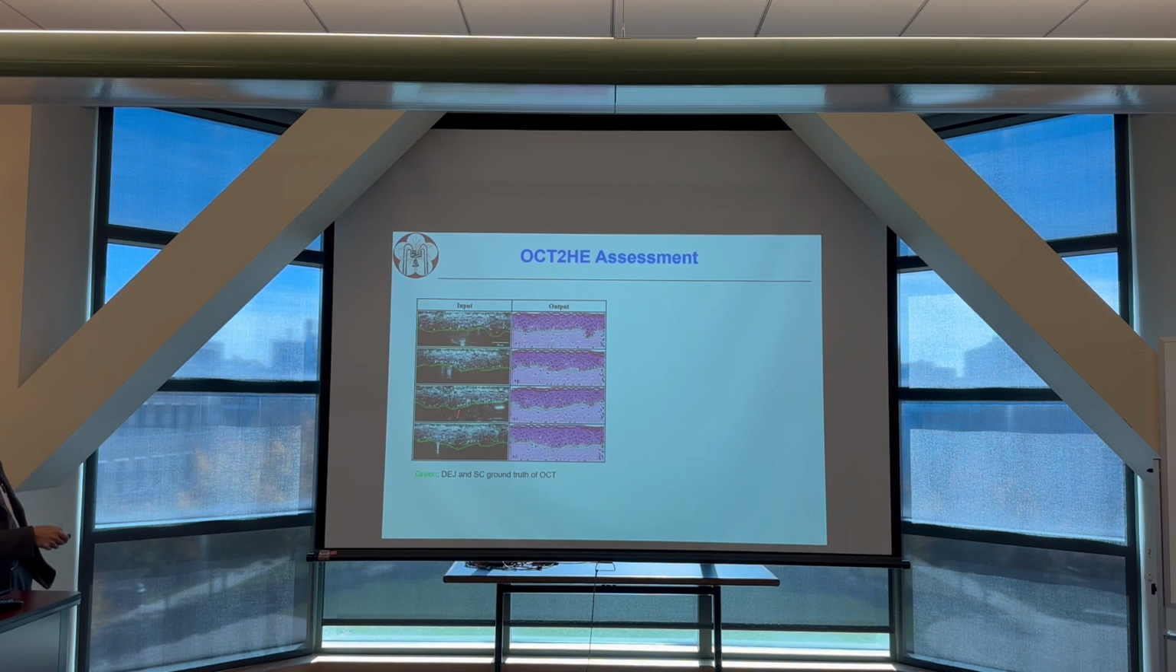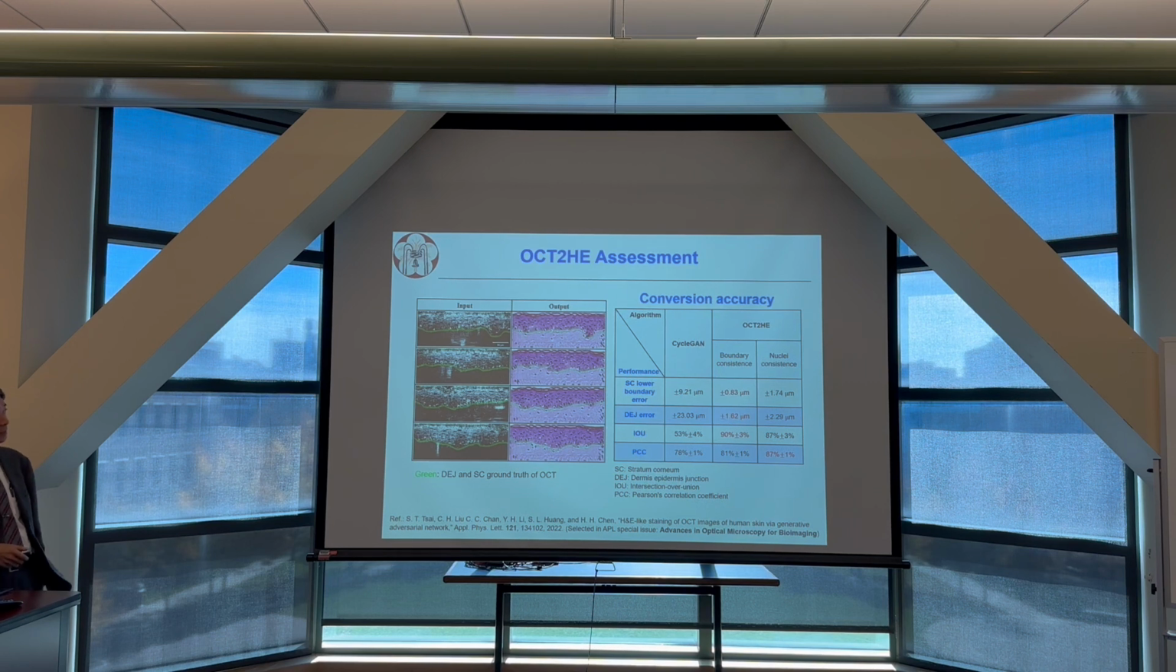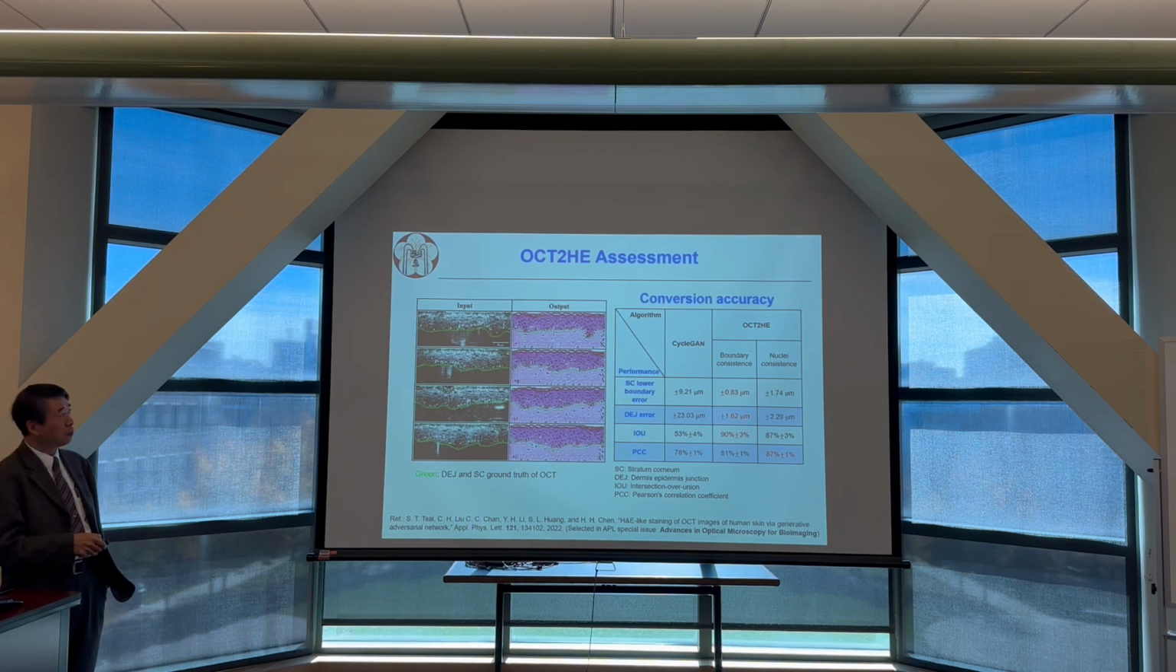So these are the input black and white OCT. This is the translated HE. Okay, so if you look at the DEJ, which I marked with the green line, the DEJ matches very well, and also the nuclei location matches very well. You can have a quantitative assessment. If you only use the CycleGAN, the error is usually pretty large.